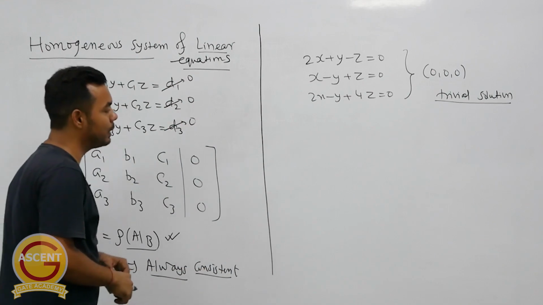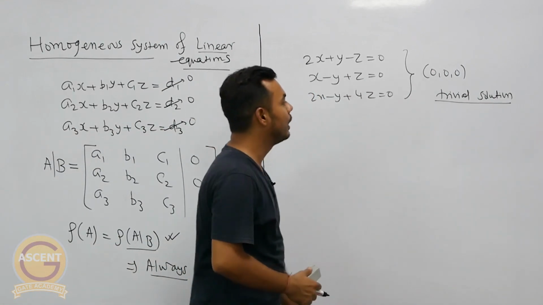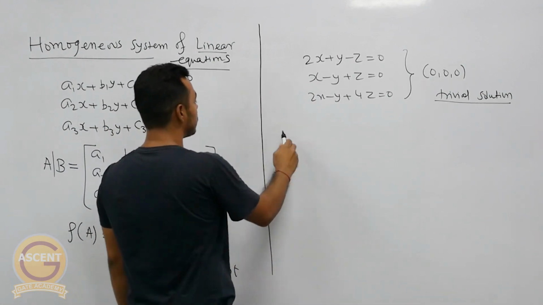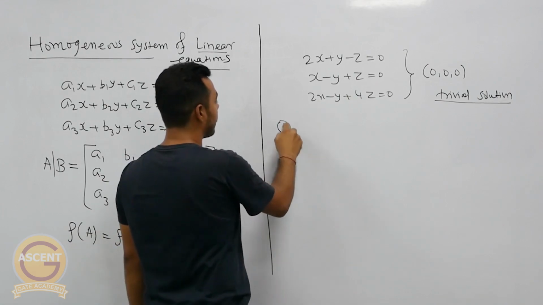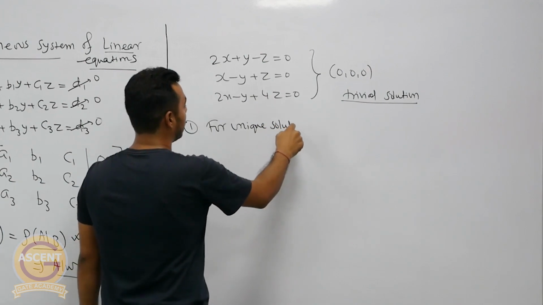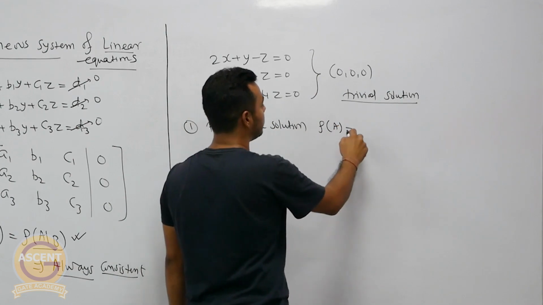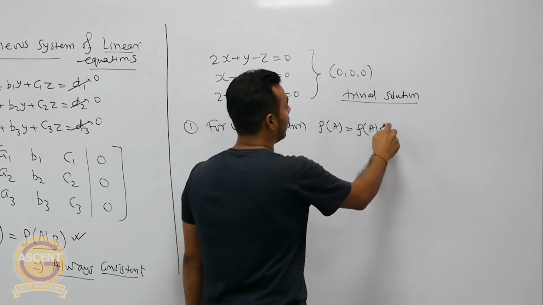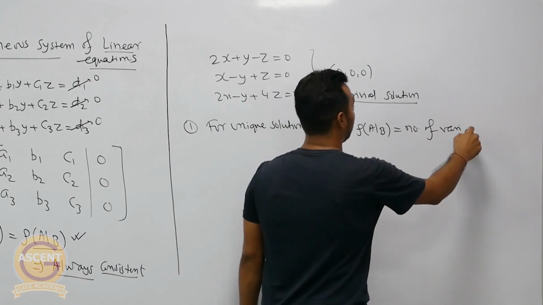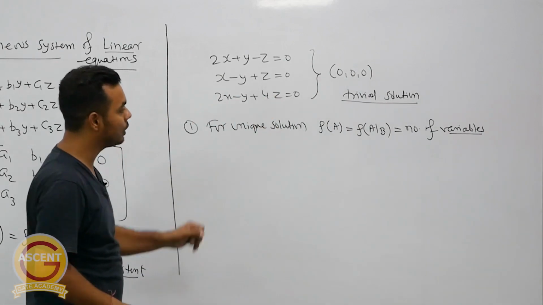Now we have to find the condition for a unique solution. Unique solution will mean only the trivial solution. And what should be the condition for an infinite number of solutions? The condition for a unique solution, from our earlier discussion, was that rank of A is equal to rank of A by B, and this is equal to the number of variables. If rank of A is equal to rank of A by B and is equal to the number of variables, then you will have a unique solution.